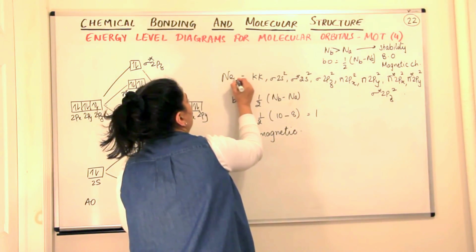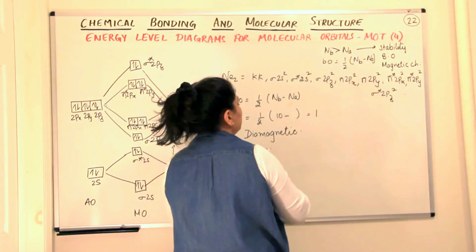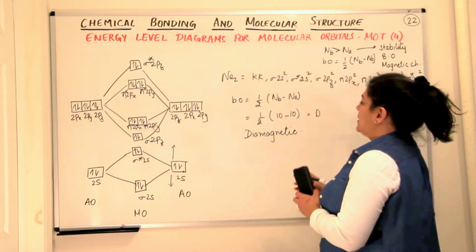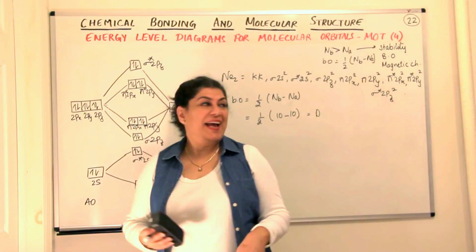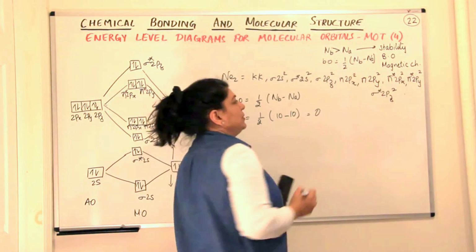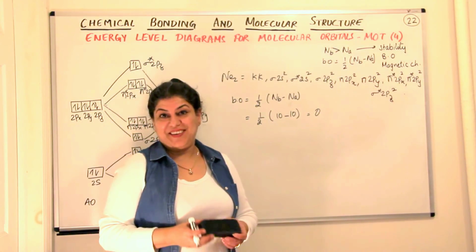Neon is a noble gas, and if we calculate the bond order, this would be 10 minus 10. Half of 10 minus 10 is 0. Therefore, such a molecule would not exist, right? And if it has a bond order of 0 and the molecule does not exist, there's no point discussing its magnetic character.